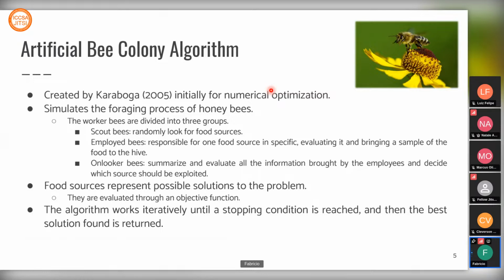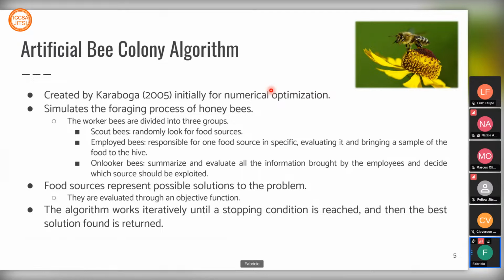Then we have the employed bees, who are responsible for one food source. They are exploring one specific food source, evaluating it and bringing samples to the hive. And then we have onlooker bees, which evaluate the information, the samples brought from the other employed bees, and decide which source should be exploited. If they have many food sources, they will choose one to exploit first.